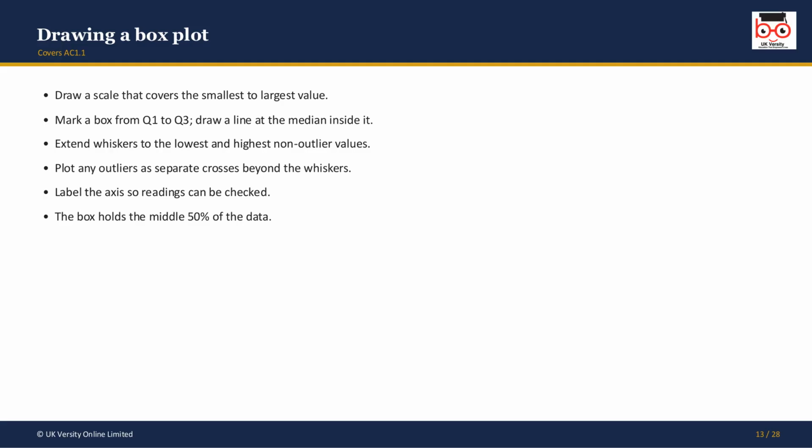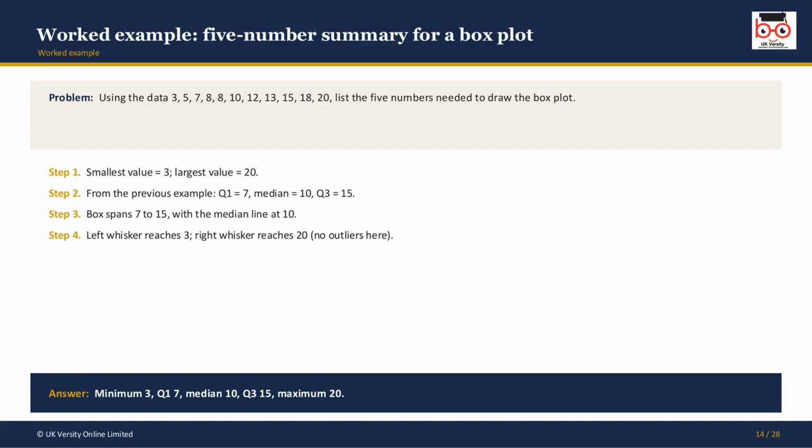Taking the same 11 values, let's list the five numbers we need. The smallest is 3 and the largest is 20.